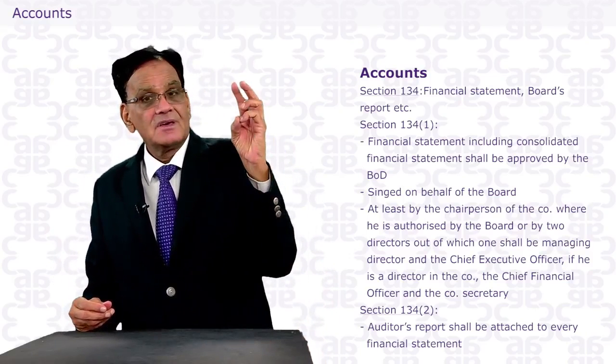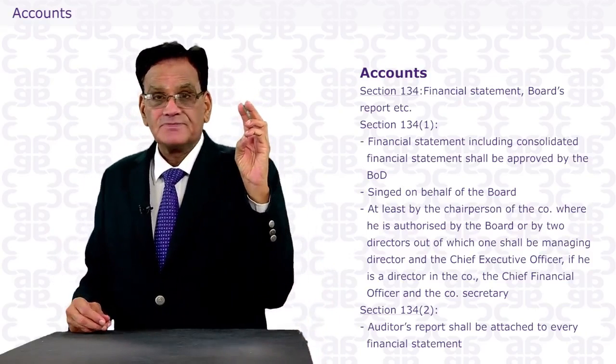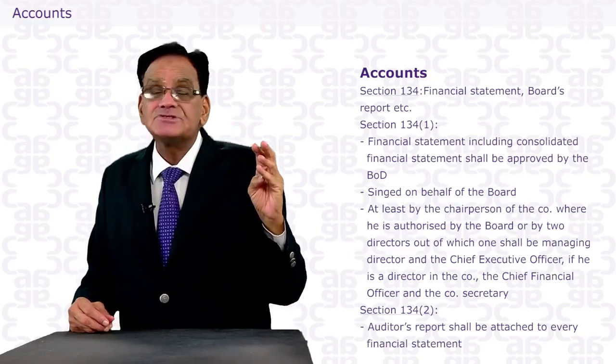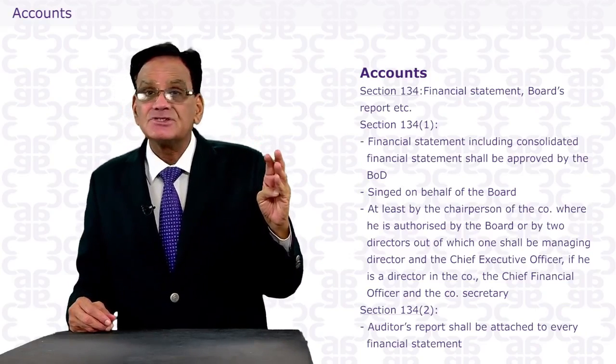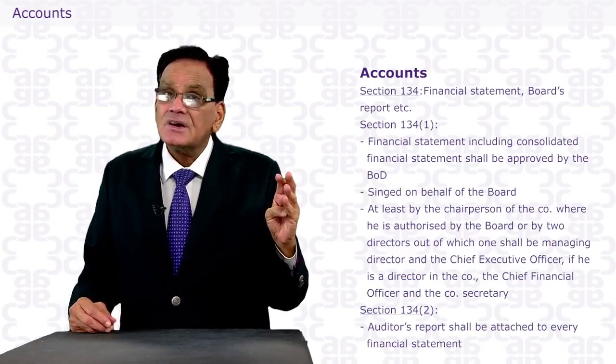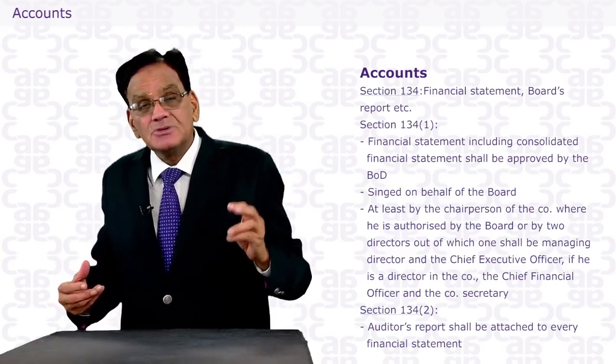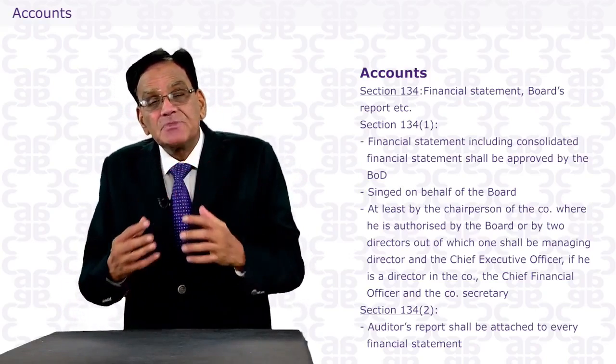So, number one, the financial statement is approved. Number two, the financial statement shall be signed. Number three, the financial statement shall be attached with the auditor's report. And number four, the financial statement shall be attached with the board of directors report. Now, the board of directors report will include these items.